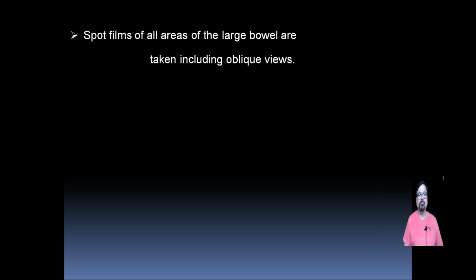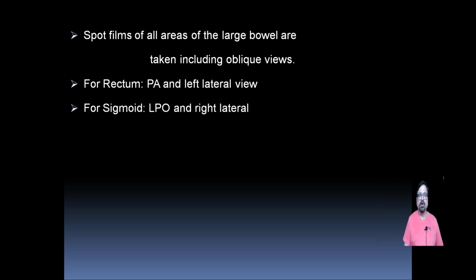So it is extremely important to follow a proper technique of radiography. Films of all the areas of the large bowel are taken, including oblique views. Now for the rectum, PA and left lateral are the best views. However, what we feel for the rectum is that the best film is the lateral film, which gives the best information about the rectum and the distance between the rectum and the sacrum, which is pathognomonic of certain pathological conditions.